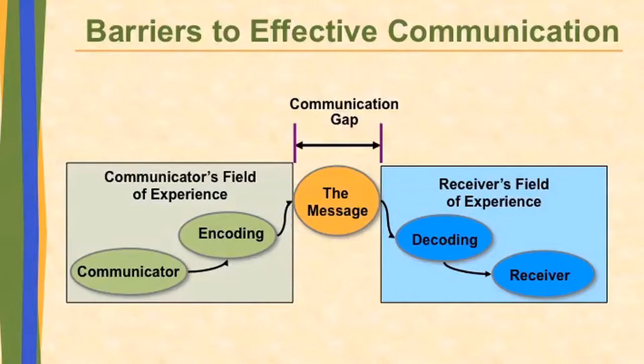We have barriers to effective communication. We go back to our basic communication model, encoding and decoding, and what happens to the message. How is it filtered? How is it received? How is it sent and managed, and so forth.